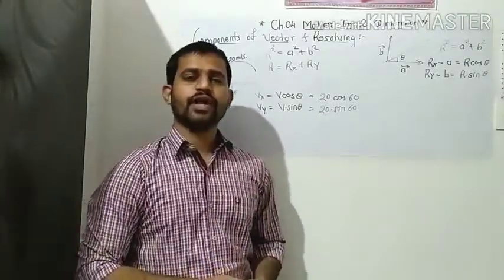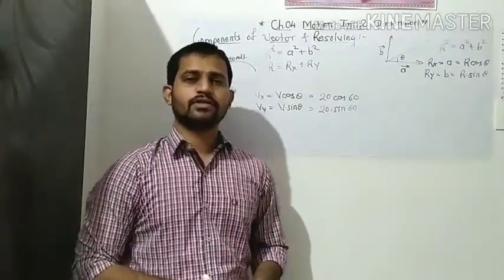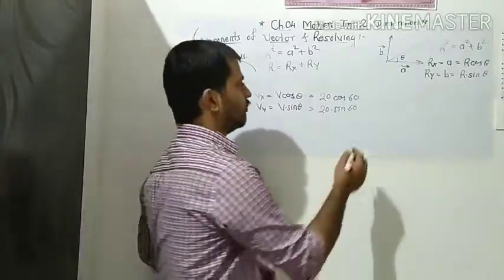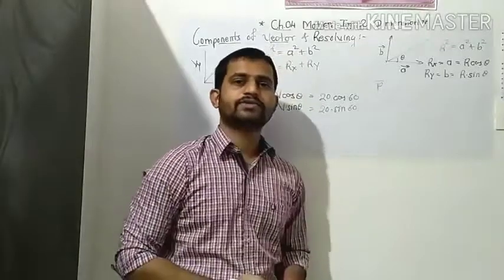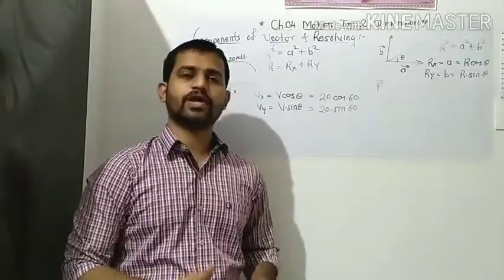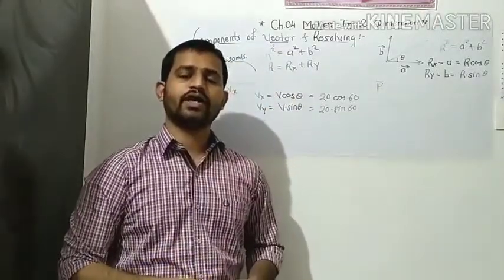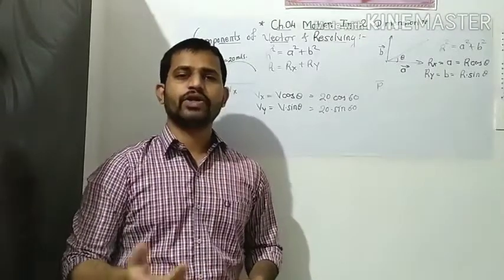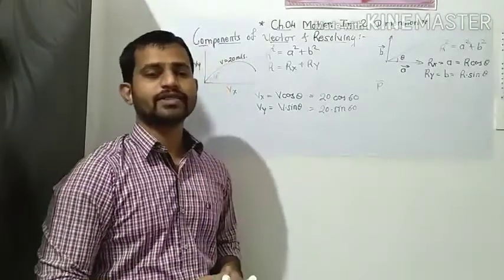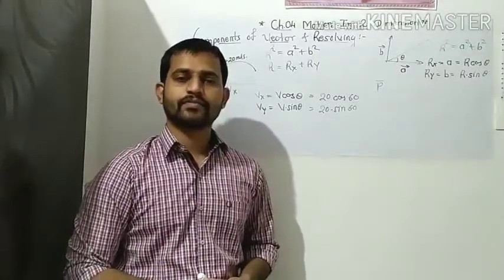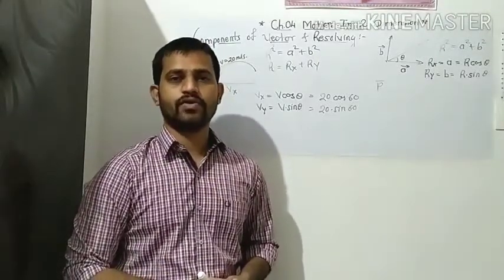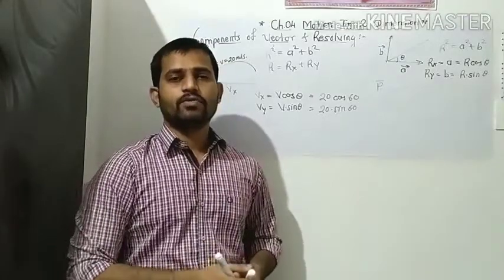Okay, suppose we have one vector, the resultant vector P, and we have to find its magnitude. How can we find its magnitude? We know it has a component of -2 along the x direction and 4 along the y direction. Then in that case, how can we find the value of this vector?